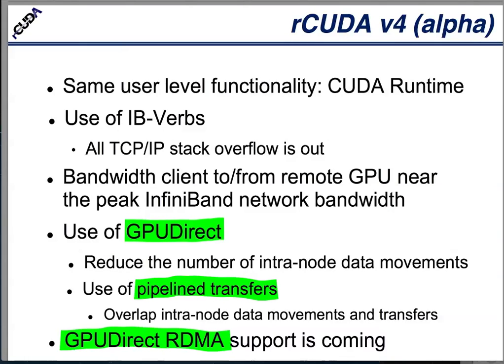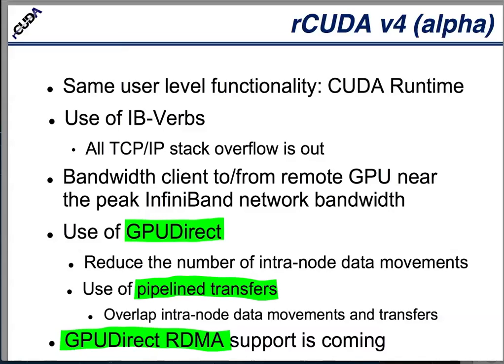From the user level point of view, the new rCUDA 4 exposes the same functionality as the CUDA runtime. Now we are supporting 4.2, but rCUDA for CUDA 5 is coming. In this release, we included a communications module making use of low-level InfiniBand verbs to efficiently use the InfiniBand interconnects, so that we can avoid the overhead introduced by TCP/IP.